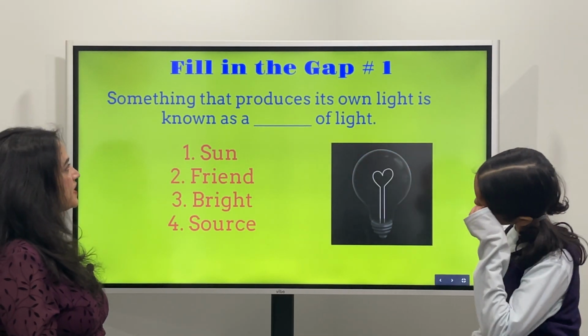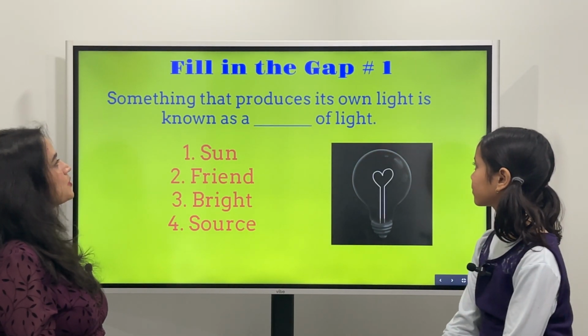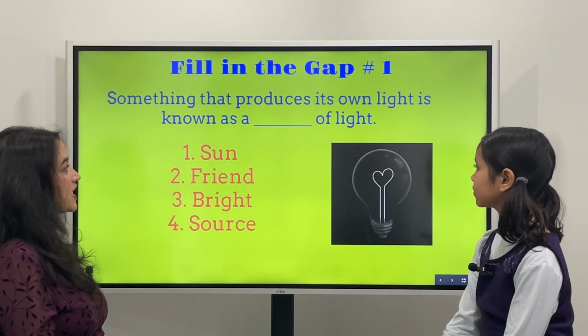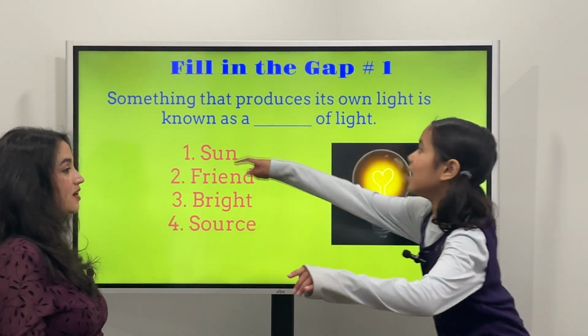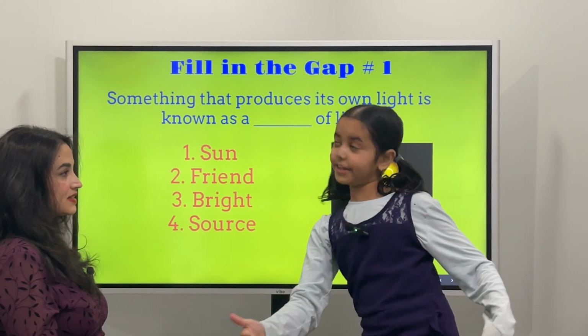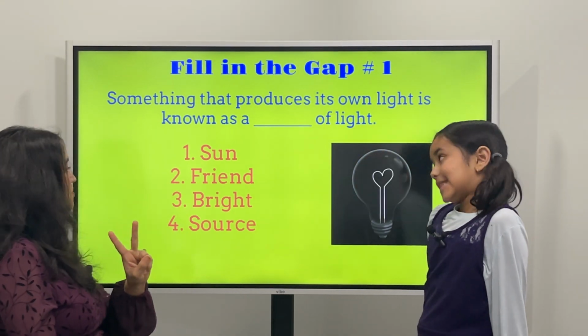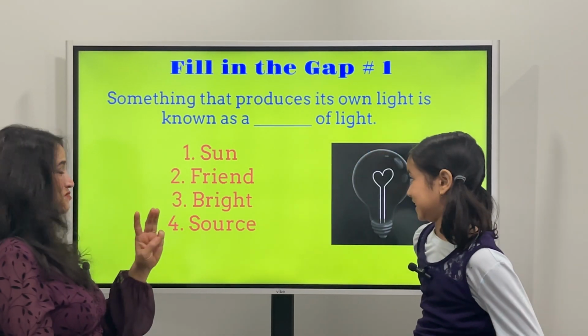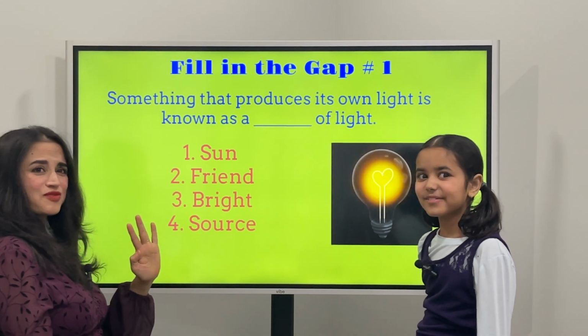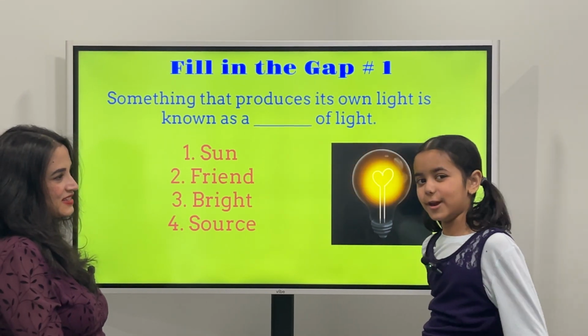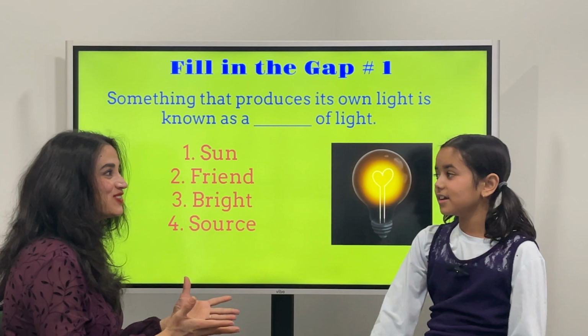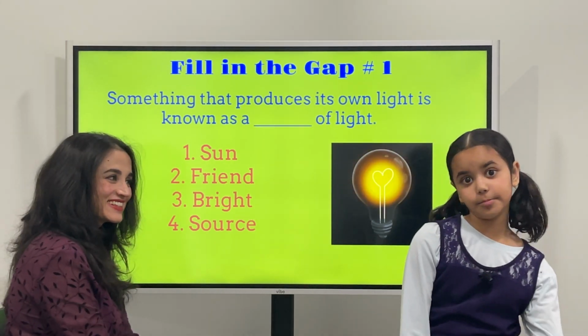Number 1: something that produces its own light is known as a blank of light. What is that? Number 1, sun. Number 2, friend. Number 3, bright. And number 4, source. I know what they mean by friend. Friends light you up. No, friends make you bright.